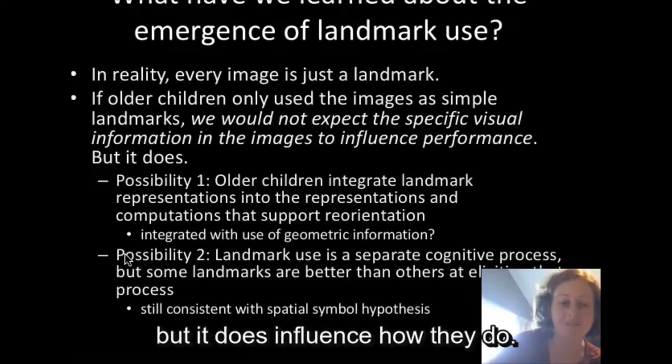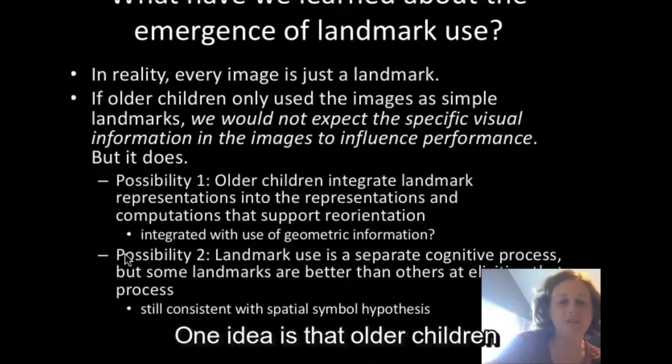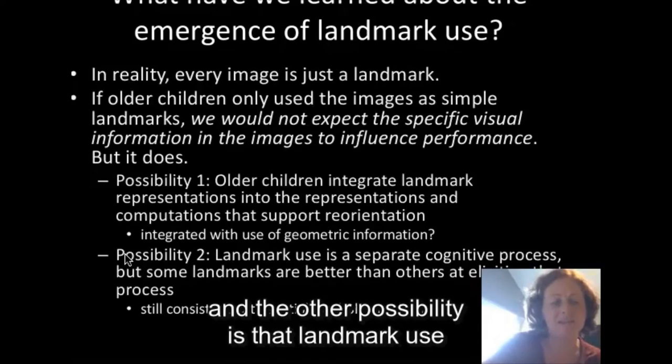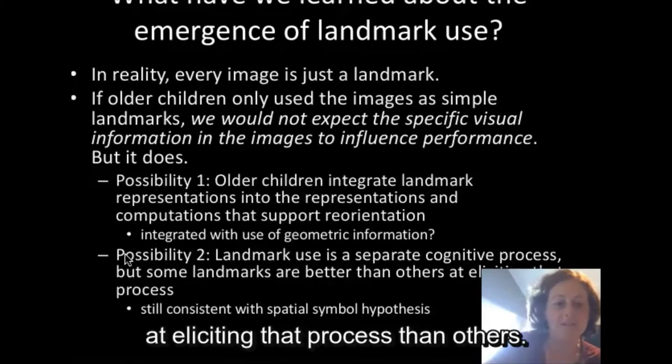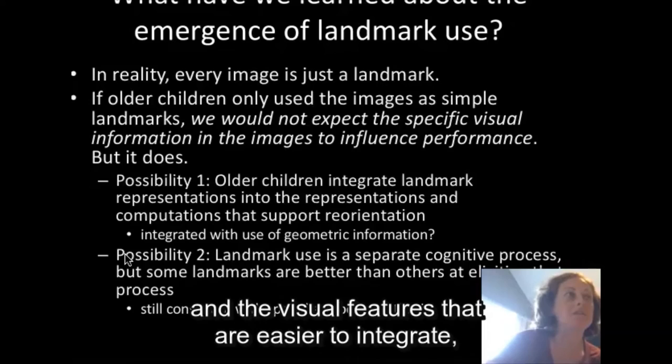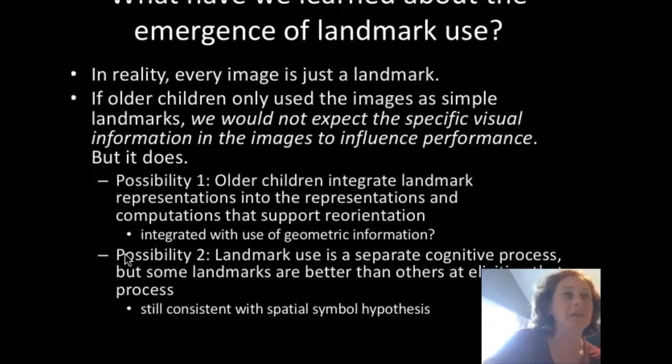One idea is that older children are integrating landmark representations into whatever is supporting reorientation, so a more integrated model. The other possibility is that landmark use is still a separate cognitive process, but there are some landmarks that are better at eliciting that process than others. That would still be consistent with the spatial symbol hypothesis. I'm starting to lean towards the first one, that what we're seeing is the murals and the visual features that are easier to integrate, they're more geometry-like, that they're getting integrated into reorientation behavior.